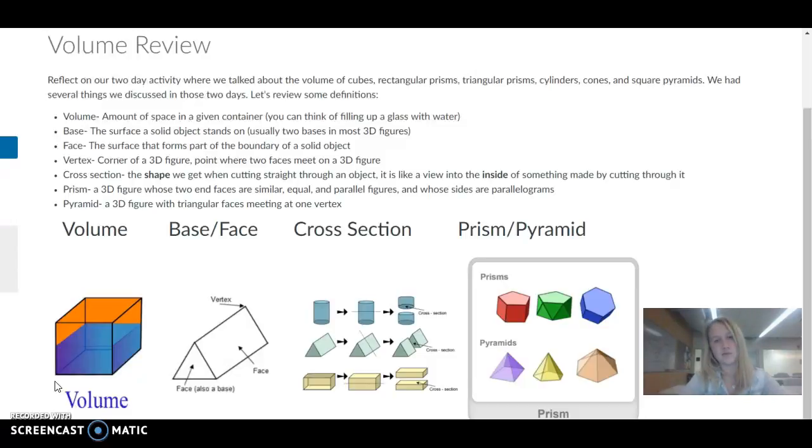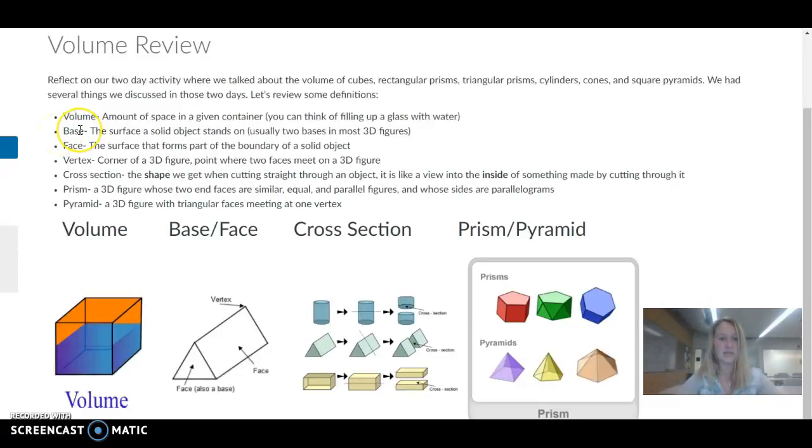So let's review some of those definitions, which I have pulled up for you right here. Volume is the amount of space in a given container. A way you can think about that is as if you were filling up a glass of water. You pour water inside this given container, and as much as you can fill up is the amount of volume there is. So all the way to the top is the maximum amount of volume in that container. So that's one example.